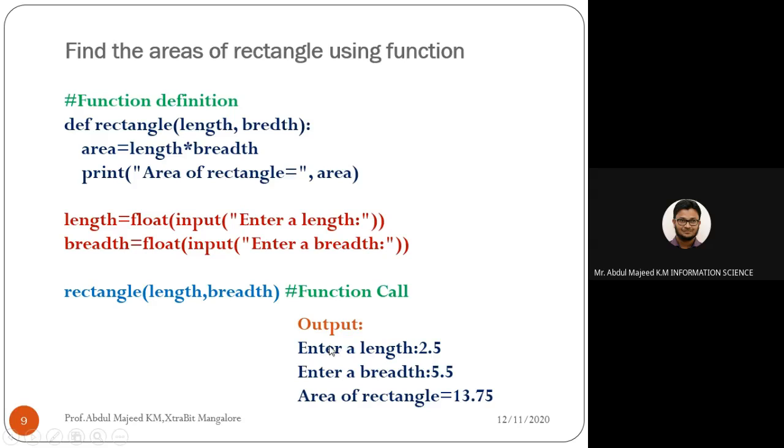Then if you execute this program, you will first get the message enter length. This one will be executed, enter length. So you can enter 2.5 or any other value. Then you will get the next message enter breadth. So I can enter 5.5 or any other value. Then we are calling the function with length comma breadth, so it will be 2.5 comma 5.5. Calculating area 2.5 into 5.5. Display the value of area, so I will get the value 13.3, sorry, 13.75.